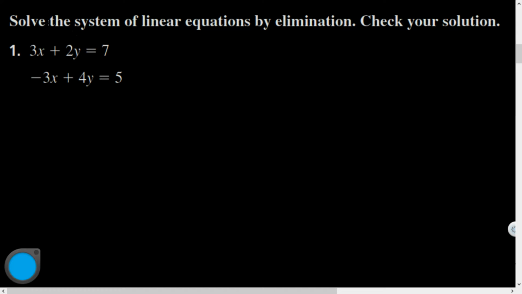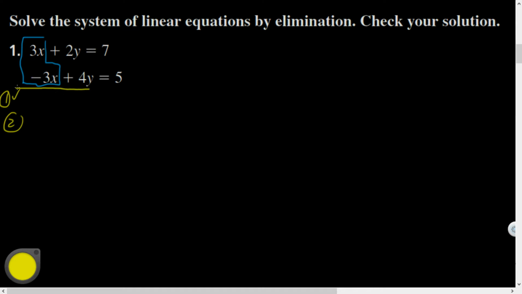Which variable has opposite coefficients here, the x's or the y's? Which ones have opposite coefficients with each other? The x's do, right? Because positive 3x and negative 3x, the 3 and the negative 3 are opposites of one another. So step 1 is done. You're done, step 1. Get out of here. We'll see you tomorrow. All right, so step 2, add them up.